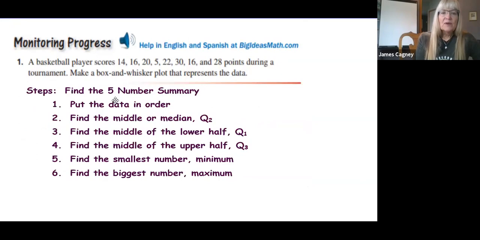So here's one for you to practice. A basketball player scores 14, 16, 25, 22, 30, 16, and 28 points during a tournament. I guess on day 5, he didn't get to play very long. Make a box and whisker plot that represents this data. Again, I told you to go ahead and make the 5-number summary first. You're going to put those on a number line, decide what you want to count by, and then go ahead and construct your box and whiskers plot.